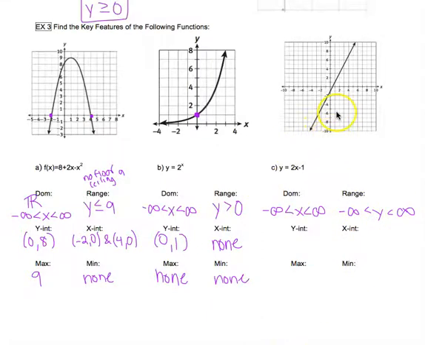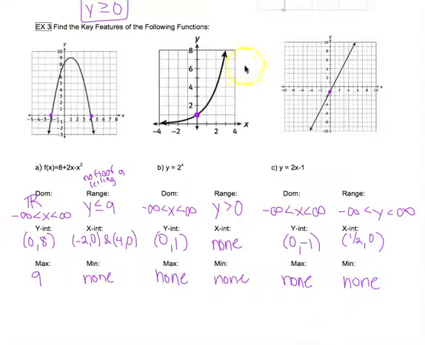All right, now when I look at my y-intercept, where it touches the y-axis, looks like about right there. So I would call that point (0, -1). The x-intercept looks like it's halfway to 1. So I would say (1/2, 0). Maximum, well, it keeps going on forever and ever, so no max. Same thing with min. On and on and on, and never ever ending.